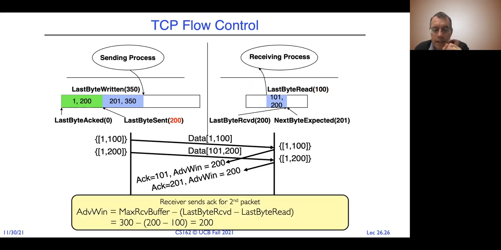So when I'm going to send back an acknowledgement, I'm going to include the next byte expected, which is 201. And then the advertising window is again 200, because in the buffer I have only 100 bytes, and the buffer is 300 bytes.